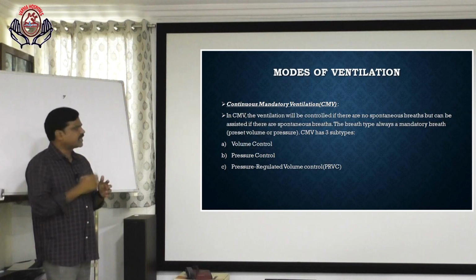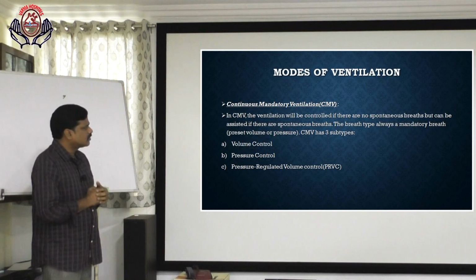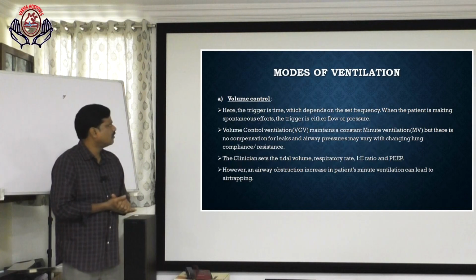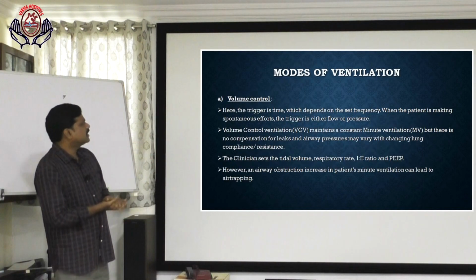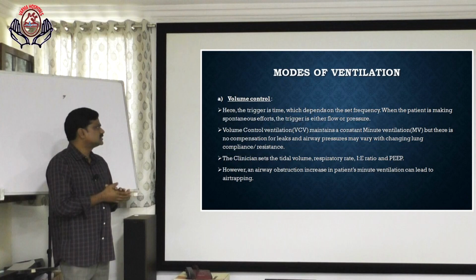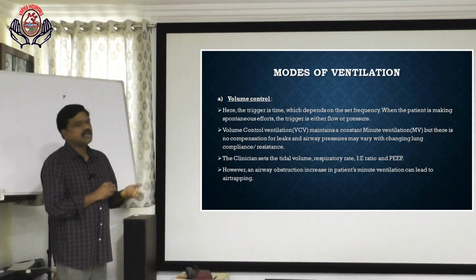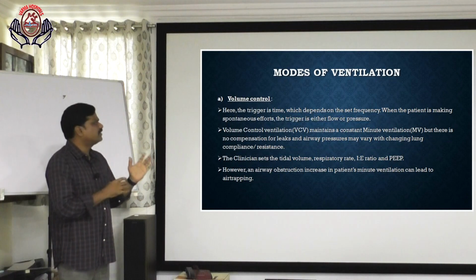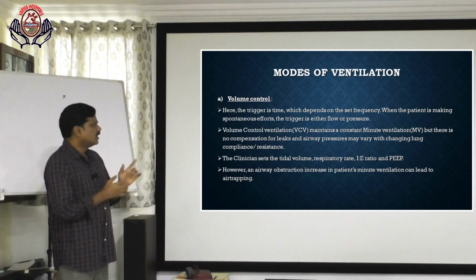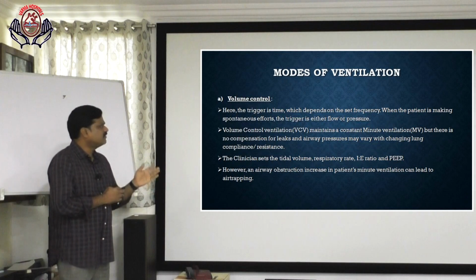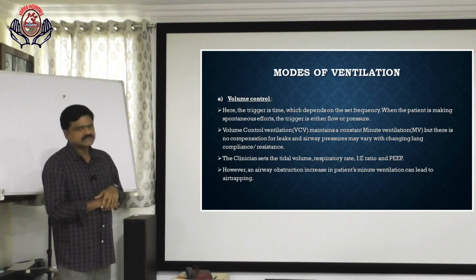CMV has two subtypes: volume control and pressure regulated volume control (PRVC). Volume control. Here the trigger is time, which depends on the set frequency. When the patient is making spontaneous efforts, the trigger is either flow or pressure. Volume control ventilation maintains a constant minute ventilation, but there is no compensation for leaks, and airway pressures may vary with changing lung compliance or resistance.